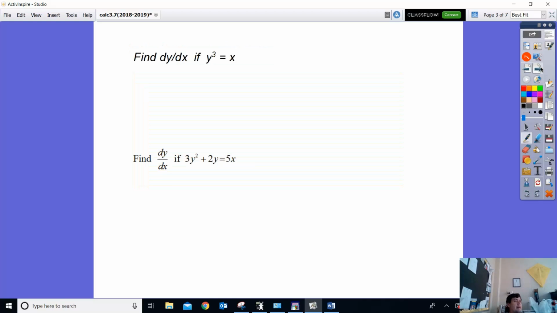So here's our first one. Find dy dx if y cubed is x. Now, imagine y cubed was x cubed. What would you do with the x one? Bring it out front, wouldn't you? And then what would you do with it?